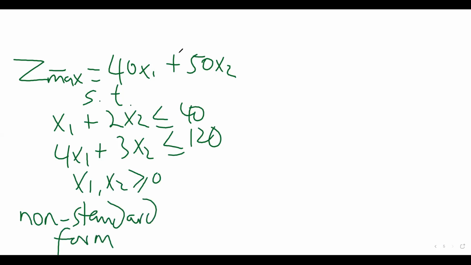So we have to convert it. Converting it to the standard form is a very simple approach. What it simply means is that we don't want the less than or equal to. We want everything to be equal to. And how do you do that?